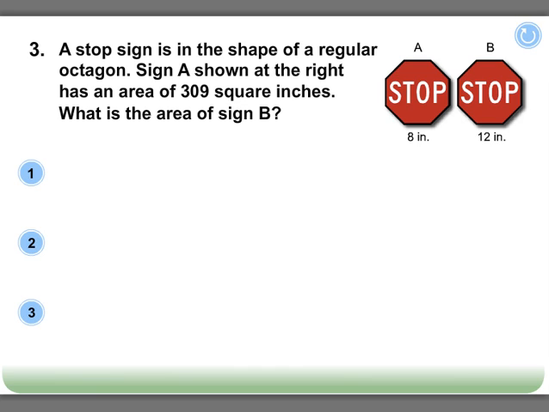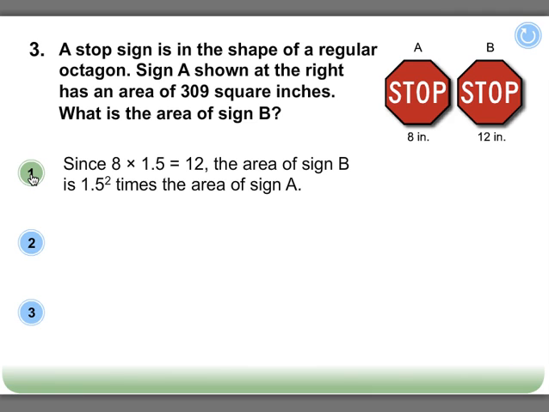A stop sign is in the shape of a regular octagon. Sign A, shown at the right, has an area of 309 square inches. What is the area of sign B? Since 8 times 1.5 equals 12, the area of sign B is 1.5 squared times the area of sign A. What?